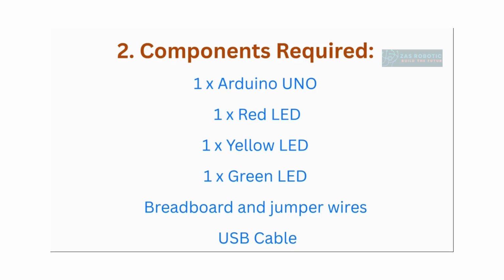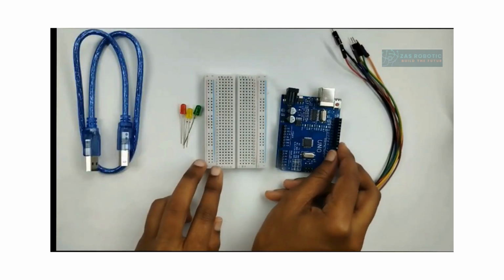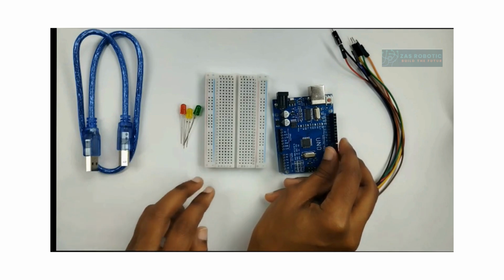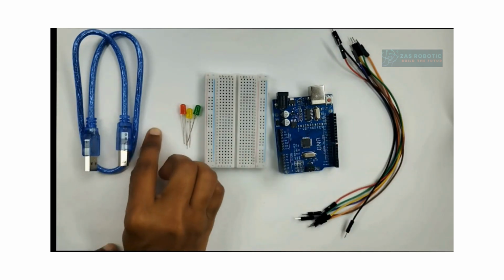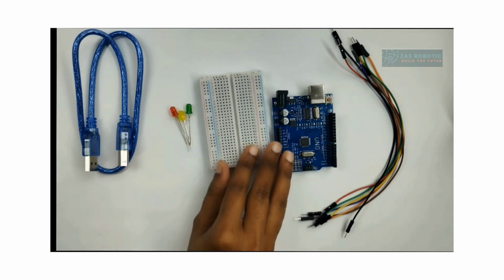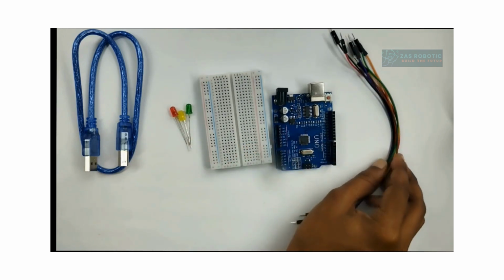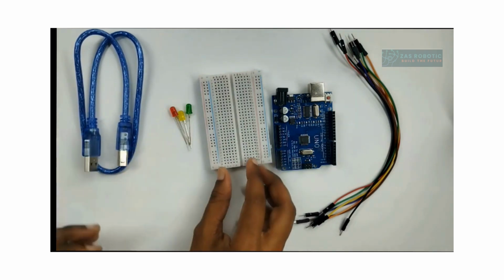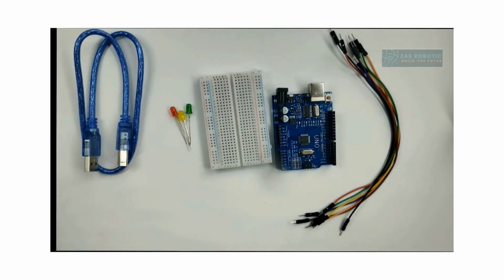Before we begin building our traffic light simulation project, first let's look at the components required. We will need one Arduino Uno board to act as the brain of our project, then three LEDs, one red, one yellow and one green to represent traffic lights. We also need a breadboard and jumper wires to make the connections neat and easy, and a USB cable to load the code. That's all the basic hardware we need to get started. With these simple components, we can simulate the working of a real traffic light system.